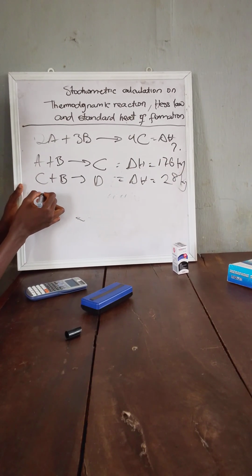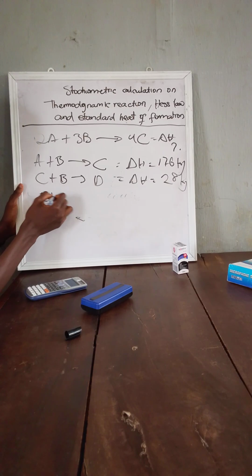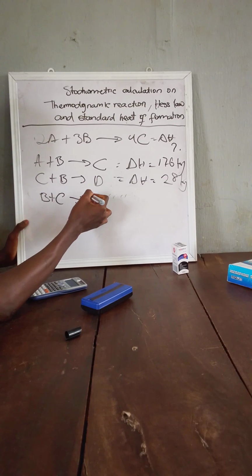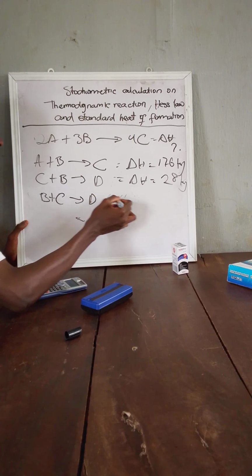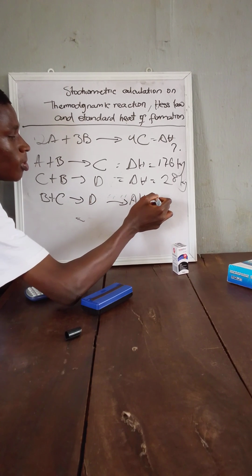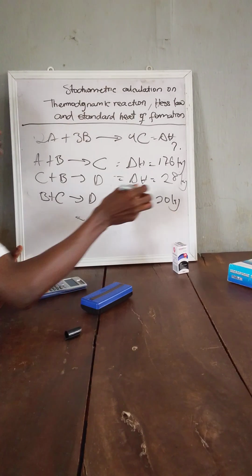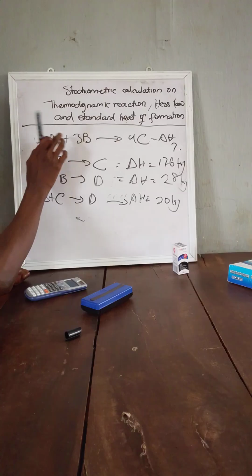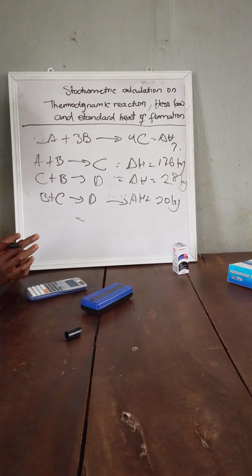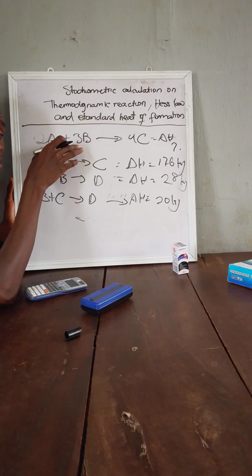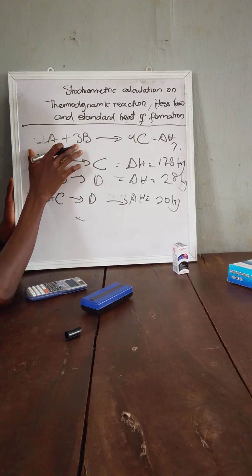Then we have B plus C to give D again, and we have a change in H equal to 20 kilojoules. So the next thing I should look for is the change in H in this particular reaction. First, this is my control reaction. This is the reaction that I'm really concerned with.